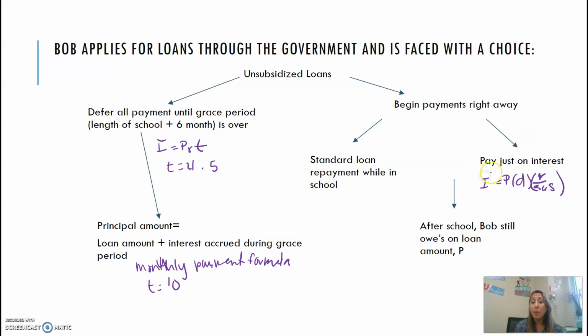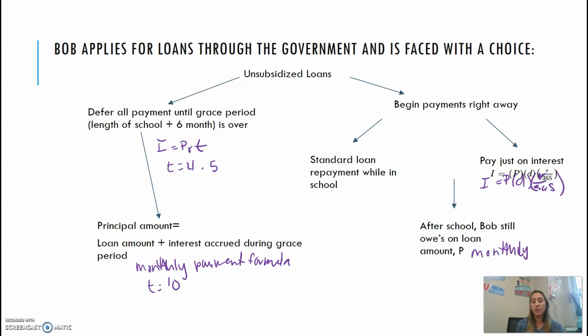And then if you break it up monthly, when you plug into your monthly payment formula, you're going to use that original P that you borrowed, because you've already paid the interest that was adding up while you were in school. So we're going to do a couple of examples of that.